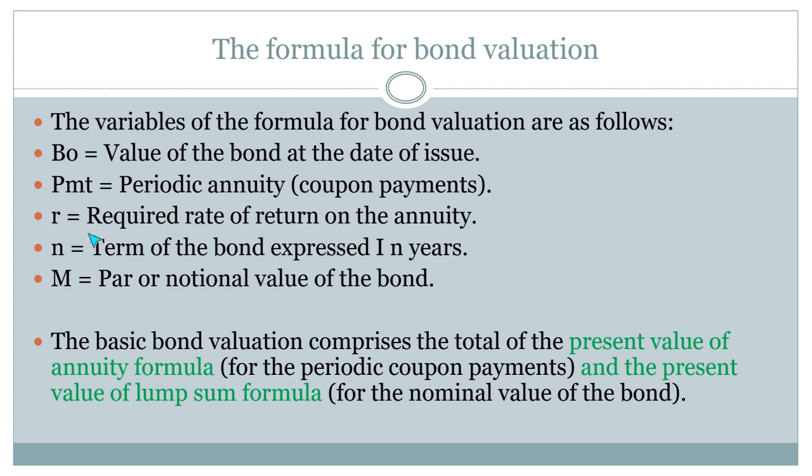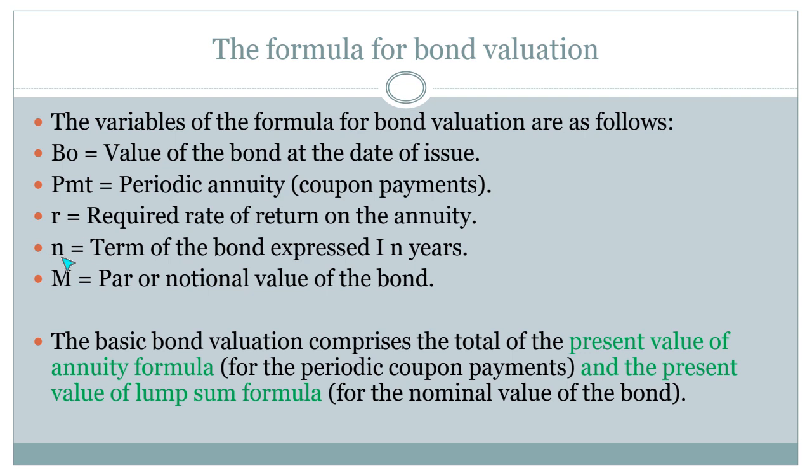R, small r, we use the required rate of return on the annuity for that. So R represents an interest rate, but specifically the required rate of return. Remember, we said there are three important inputs for the bond valuation, one of them being what is the required rate of return of the investor. So this is that percentage. Not to be confused with this percentage here that we use to calculate PMT.